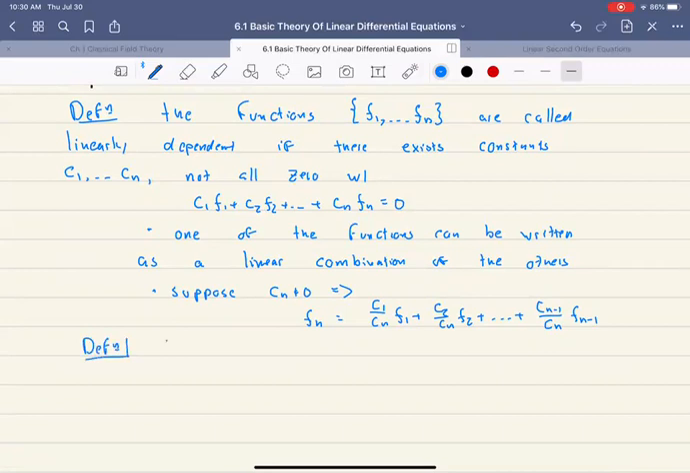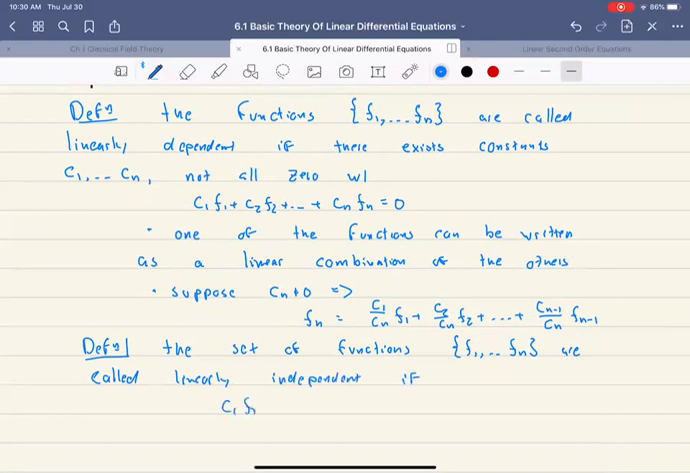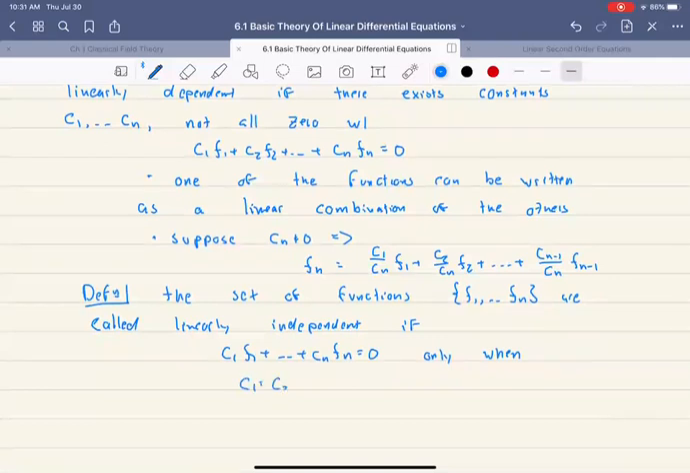okay, the set of functions f1 through fn are called linearly independent if c1 f1 plus cn fn equals 0 only when c1 equals c2 equals all of them are 0.